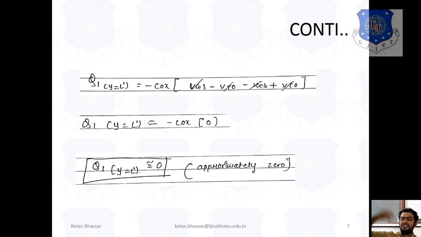Fine, the channel will be in the saturation region when Vds is greater than or equal to Vgs minus Vto. So what exactly is Vc of y? At y equal to L dash we have Vgs minus Vto. So approximately we get q1 of y equal to 0 in this particular region, and because of that, the channel will not form.